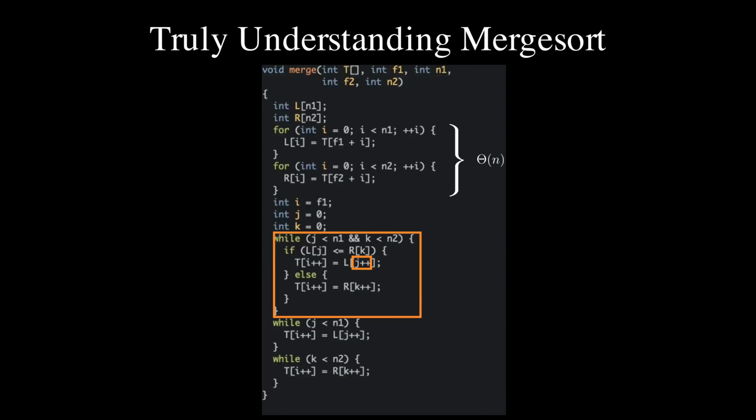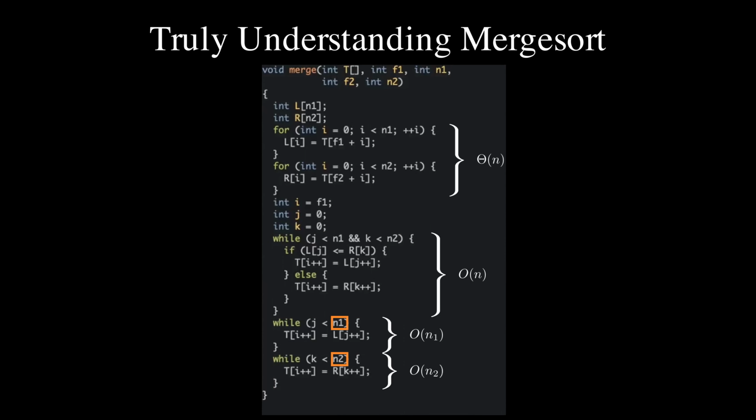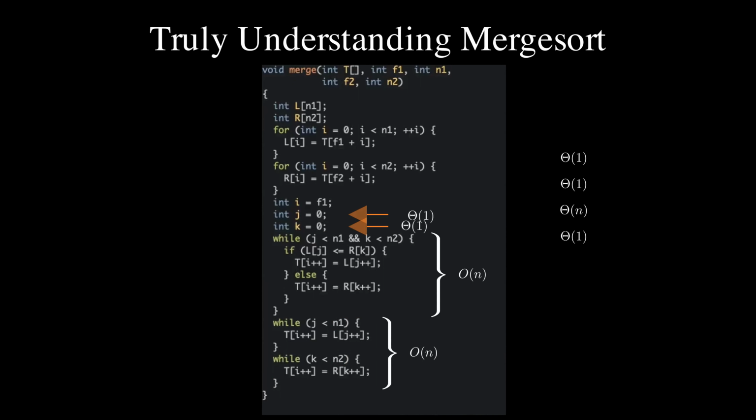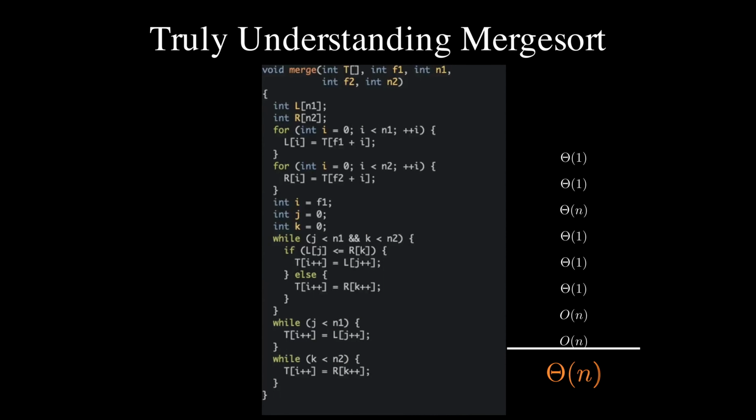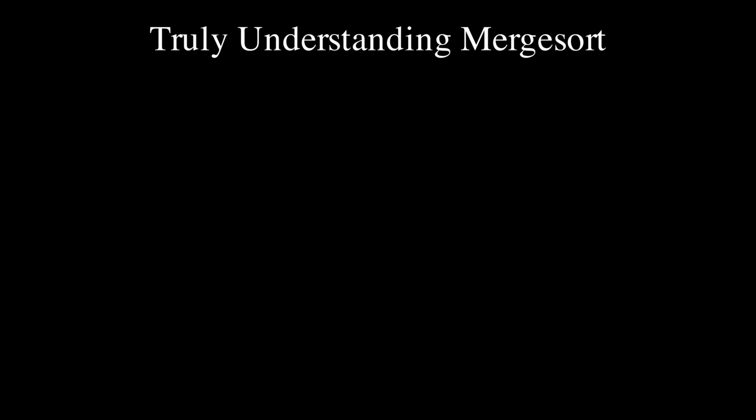In the main loop, either j or k increases at each step. As the loop stops when j hits n1 or k hits n2, there can be at most n1 increments of j and at most n2 increments of k. Therefore, the body of the loop executes at most n1 plus n2 times before finishing, which means the loop has a running time of big O of n. Using a similar argument, the second to last loop executes at most n1 iterations, and the last loop at most n2 iterations, which adds up to at most n iterations in total for the last two loops. Adding up the running time of the various parts, we obtain that the running time of the function merge is proportional to n.